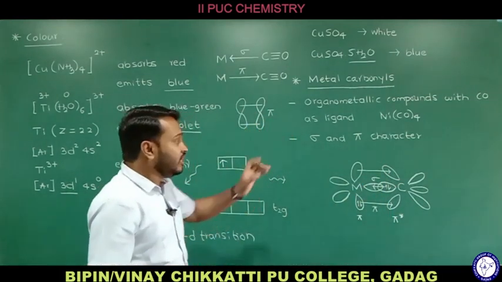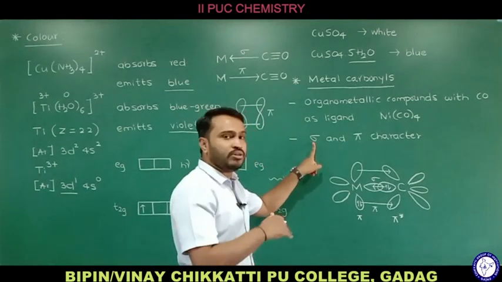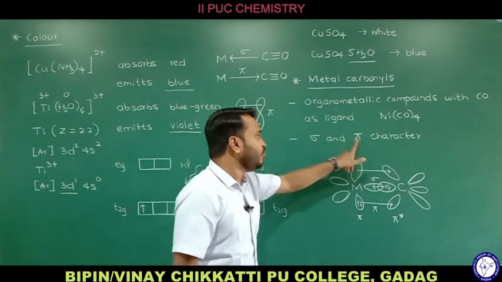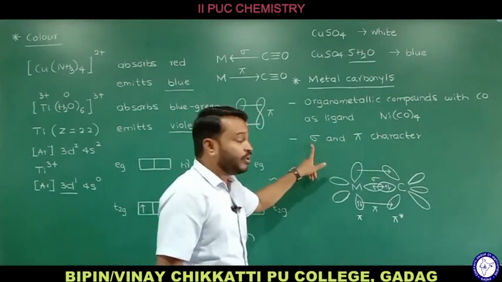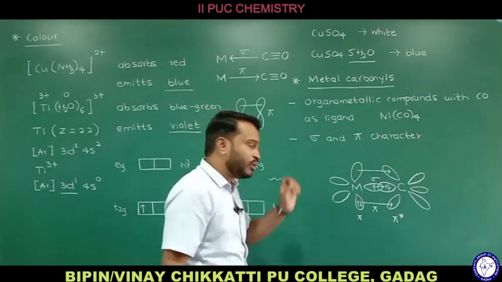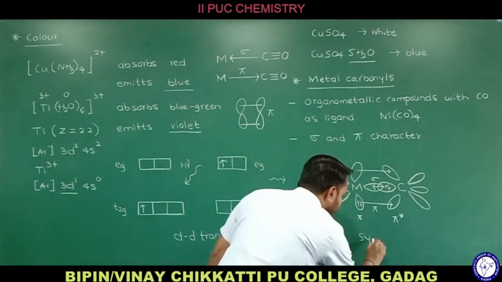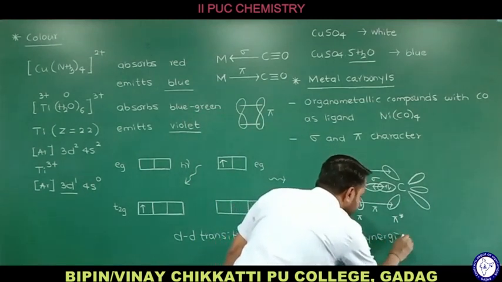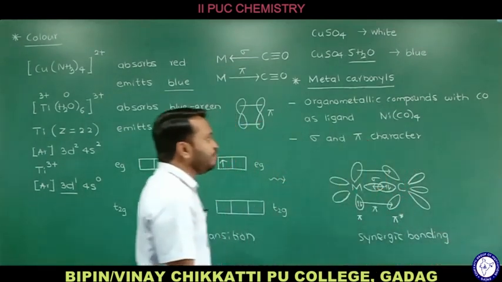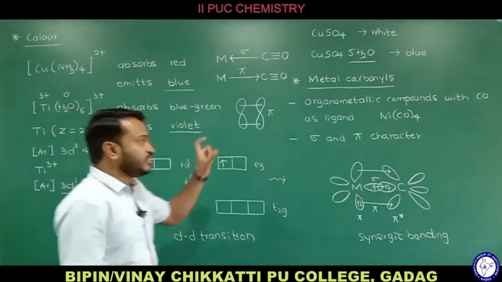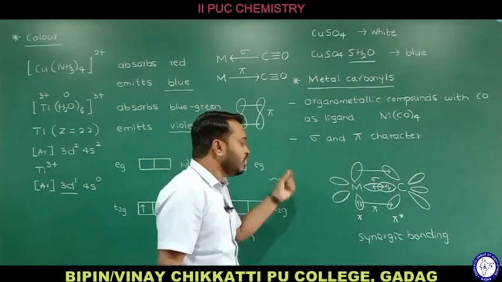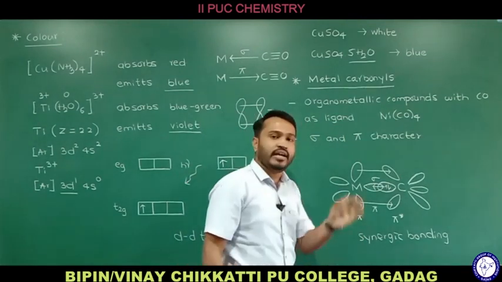So in this case, the sigma bonding is going to strengthen the pi bonding, and also the pi bonding is going to strengthen the sigma bonding. So these two are going to strengthen each other's character. Because of this reason, this kind of bonding we call synergic bonding. Synergic bonding occurs in organometallic compounds or metal carbonyls. Sigma bond strengthens pi bond, and pi bond strengthens sigma bond, so we call it synergic bonding.